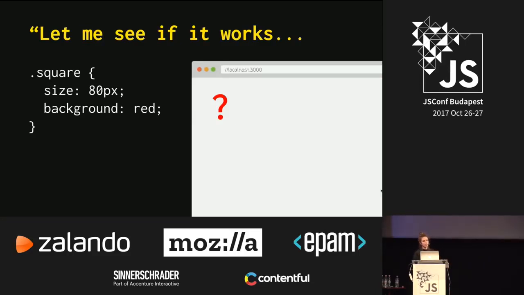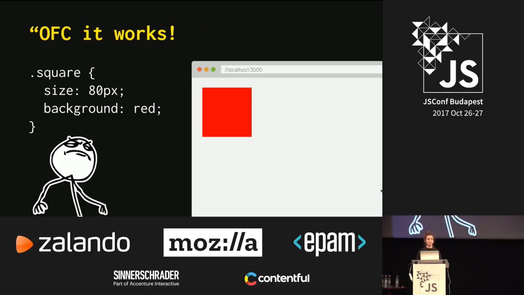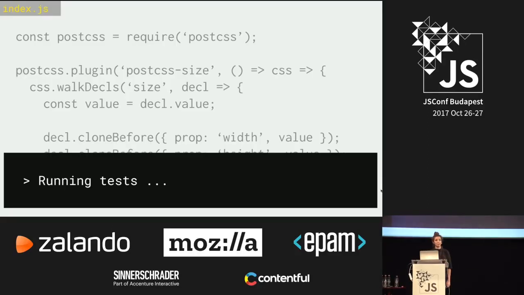We have a class, a square class with a size of 80 pixels and a red background. Is anyone here thinking that this will not work? I believe it works. I mean, my code is perfect, right? Of course it works. Come on. Now, if it works in the browser, it will work in the test. Yes? No? Of course it works.